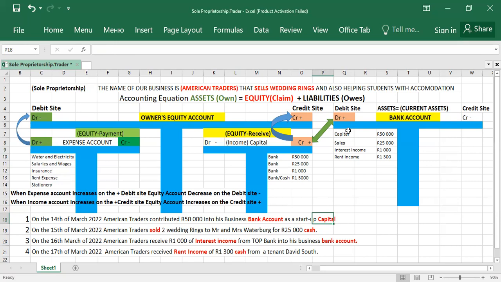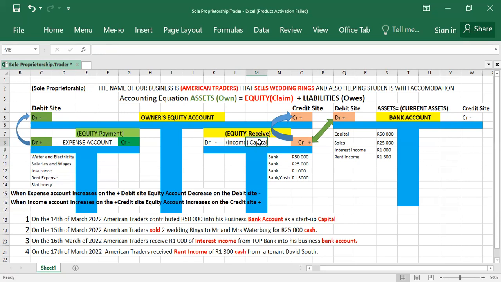50,000 into his business bank account. The bank account will be debited, and then we are going to be opening a new T account of what? Of capital. Now, under capital, remember, this is the account of the owner. When the owner contributes money into his business, capital account will be affected. Now, this is the contra account.